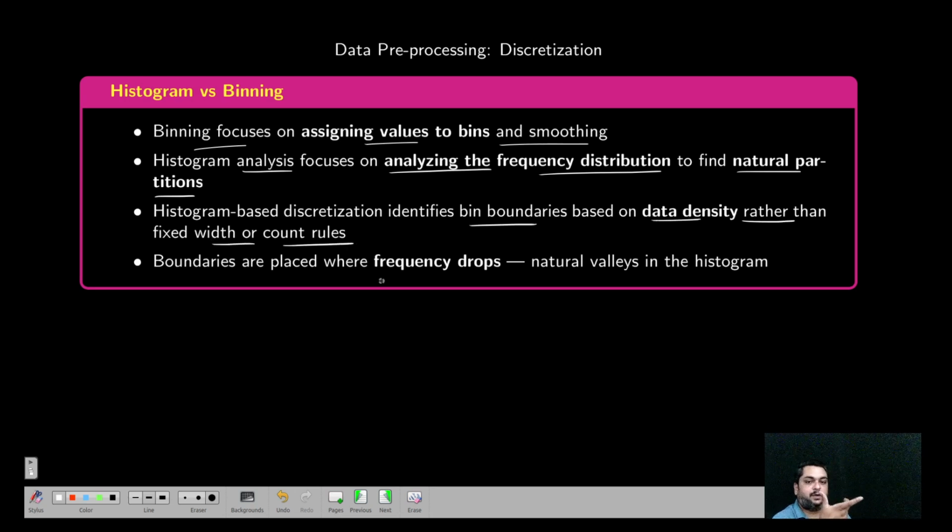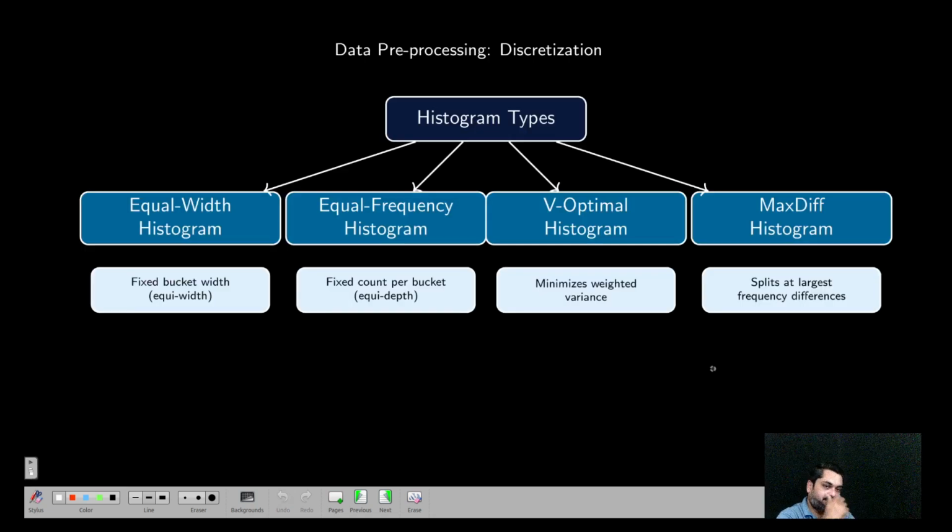In binning you have fixed width and frequency or count rules. Here that is there implicitly, but we are defining the intervals based on the natural distribution. Based on the distribution of the data, we are going to partition. Boundaries are where the frequency drops, natural valleys in the histogram. We'll understand in depth.